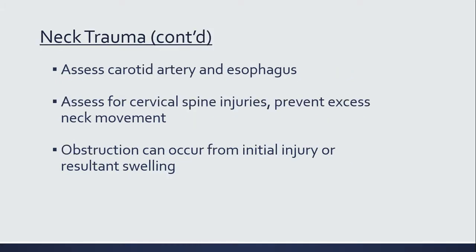Assess the carotid artery and the esophagus. Assess for cervical spine injuries. And that's the big thing. Anytime you've got neck trauma, even really facial trauma, you have to establish that C-spine first. Establish the C-spine and then the airway. Prevent excess neck movement, all that good stuff. If it's an injury to the face or neck, you have to assume that there's been some kind of spinal involvement until you prove otherwise.